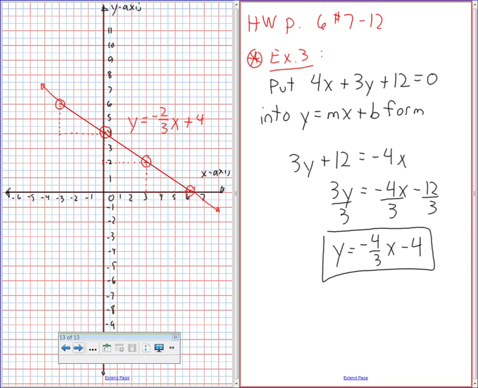Yeah, so here the y-intercept would be -4. Right, good. So m is going to be -4/3, which would be down 4, right 3, and the y-intercept is -4. We're not going to graph that, but if you were to graph that, that's how it would go down. Okay, questions and fears before I stop?